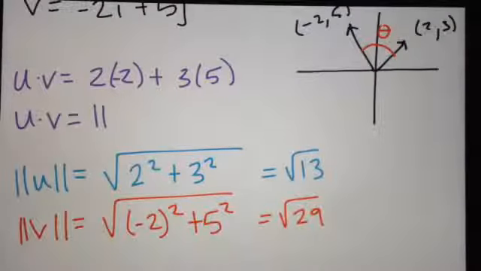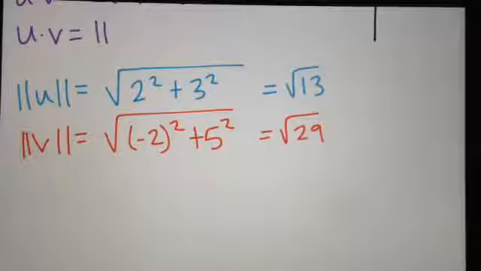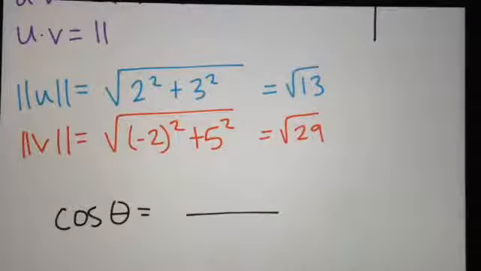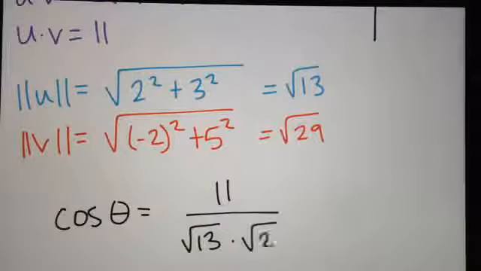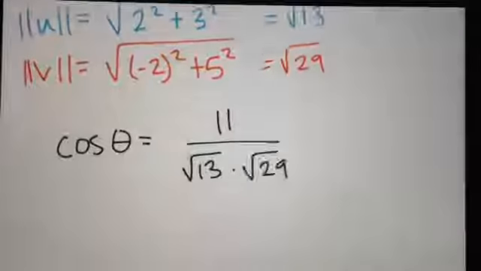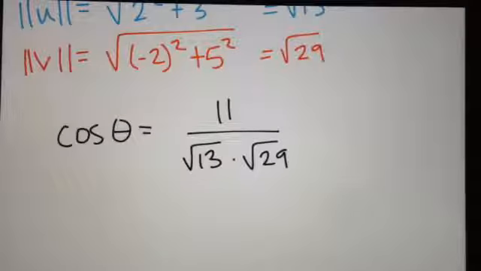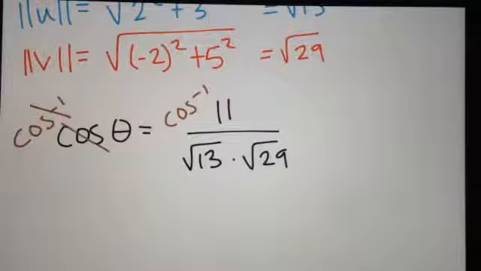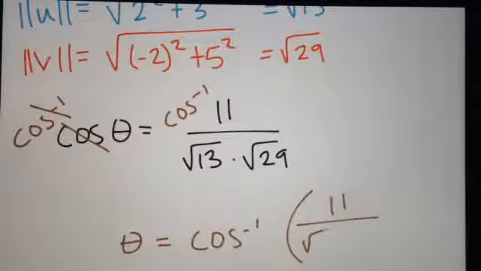And so then we would plug all of those things into the formula. So we would say cos of the angle is u dot v, which is 11, over the square root of 13 times the square root of 29. And then if we wanted to solve for theta, all we have to do is get rid of the cos. And so we're going to do cos inverse on each side. And so theta is cos inverse of 11 over square root of 13, square root of 29.